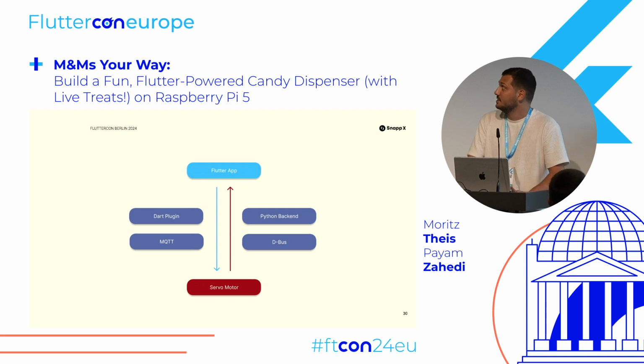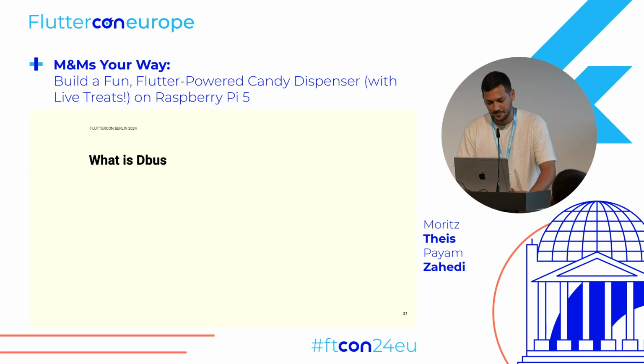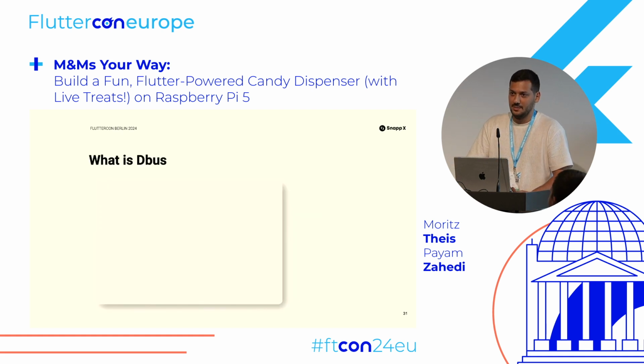And the last one is D-Bus, and we chose D-Bus because D-Bus is already running there. It is running on Raspberry Pi or any other Unix-based devices. So what is D-Bus? Basically, D-Bus is an inter-process communication system that allows different services, applications, and components to talk to each other in Linux systems. And we have mainly two kinds of D-Bus.